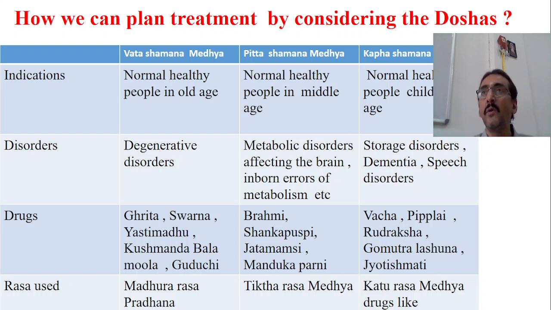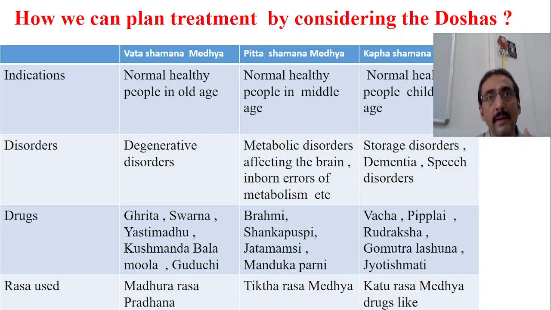For example, when the cognition problem of the brain is because of any Srotosanga or Srotorodha, as in many speech problems, there will be some obstruction in the pathway. Also storage disorders, tumors or cysts, or dementia where there is loss of neurotransmitters, or speech disorders. Here Kapha Pradhana Medhya drugs are very, very useful. This is how we can apply the concept of the doshas while prescribing Medhya drugs.